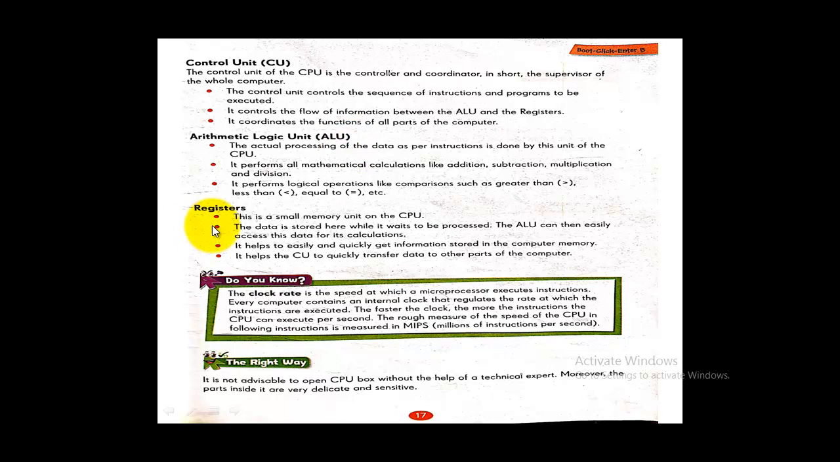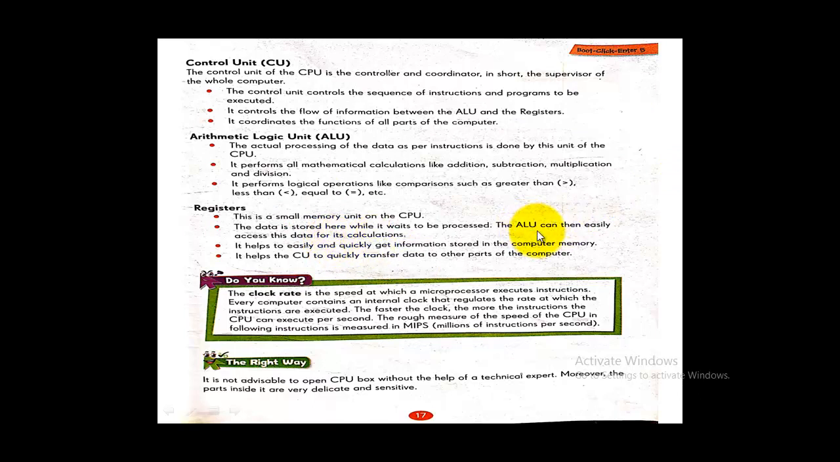Then the register is a small memory unit on the CPU. It's a small memory unit where the data is stored while it waits to be processed. The ALU can then easily access this data for its calculation.